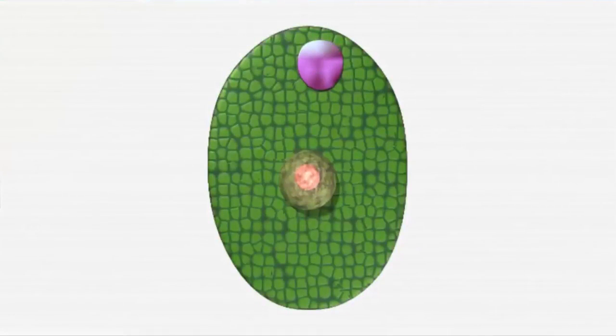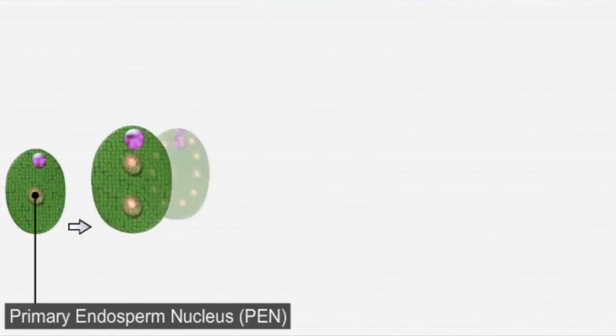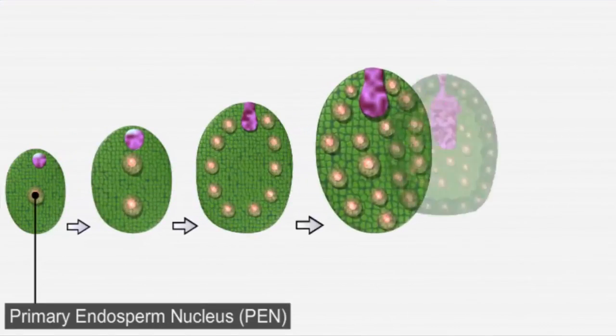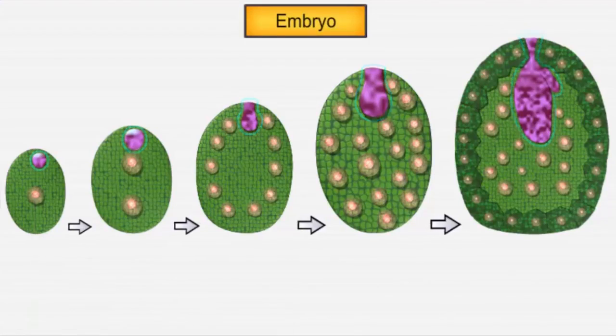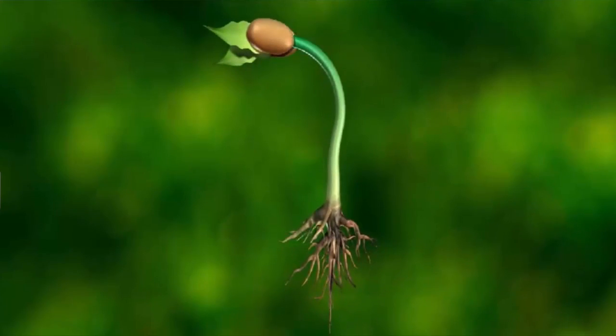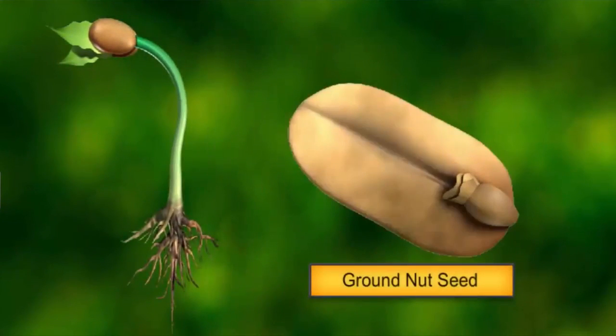Incidentally, the development of the embryo, also known as embryogeny, occurs only after a certain amount of the endosperm has developed. In fact, in some plants, such as groundnut that belongs to the bean family, the mature seeds lack endosperm as it gets completely absorbed by the developing embryo.